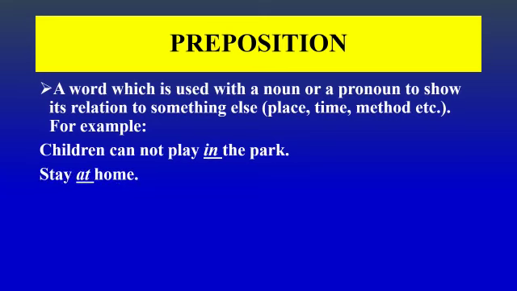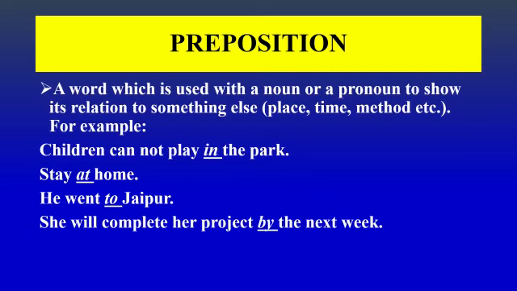One more example, stay at home. The same as here. Here again the preposition at is showing the relationship. He went to Jaipur. Here the underlined word to is working as a preposition. She will complete her project by the next week. Here again the underlined word by is a preposition and here it is telling something about the time.